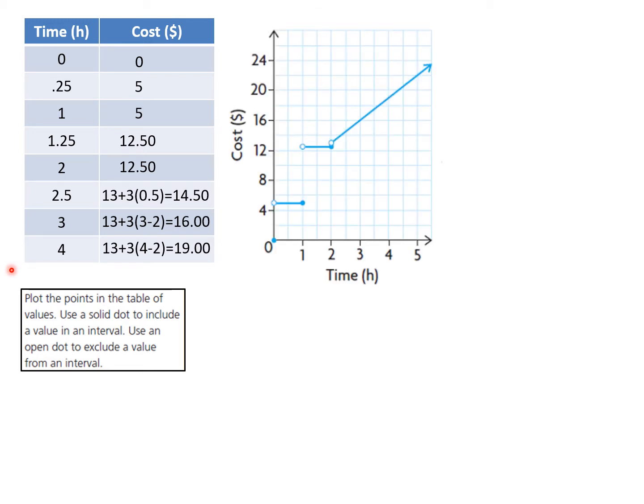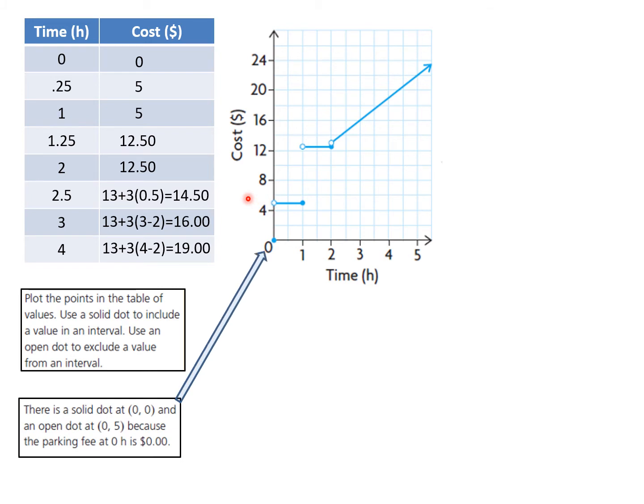So here's our graph. Notice we have some open dots here, here, and here, and we have some solid dots here, here, and here. So the solid dot includes it. So (0, 0) has a solid dot. If you're in the parking lot 0 time, it's $0. That's a solid dot. But right above it, we have an open circle. The solid dot is at (0, 0), and we have an open dot at (0, 5) because we have to indicate that right after, at 1 minute, you're going to pay $5.